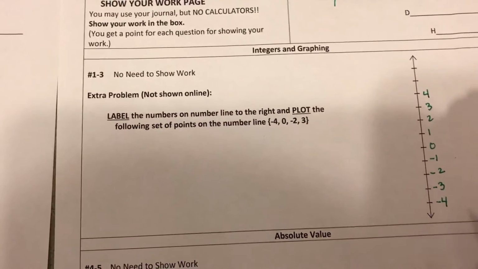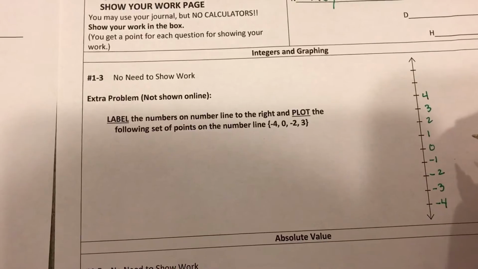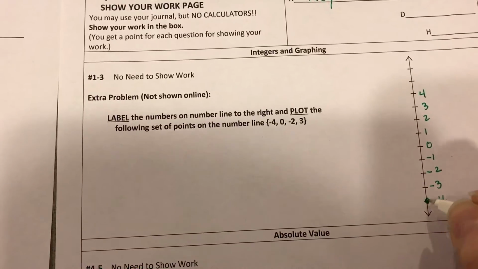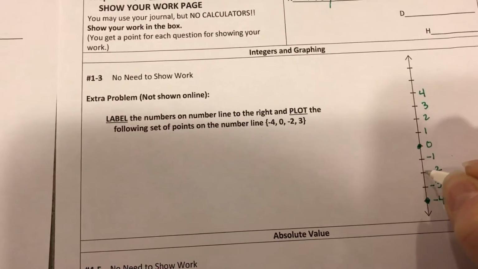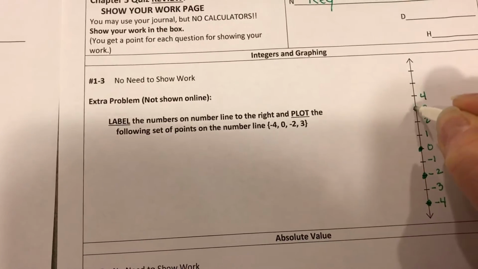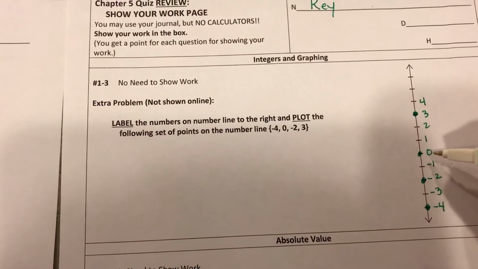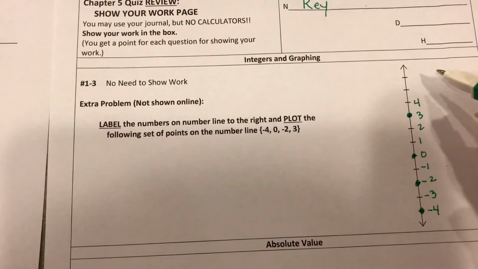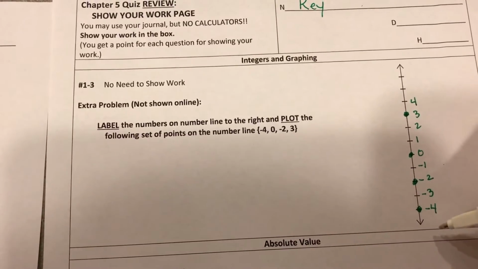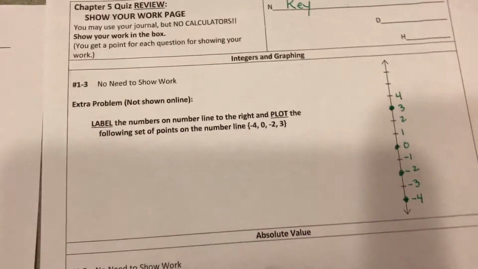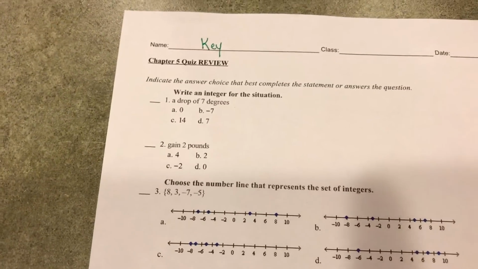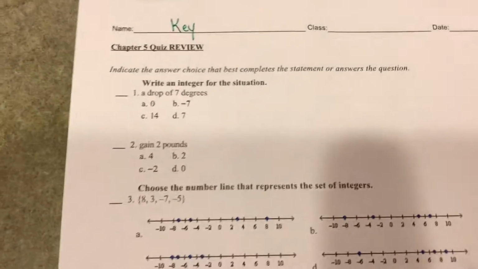And maybe you did this a little bit different than I did, and that's okay. -4, 0, -2, and 3. So you want to make sure that positive numbers go up from 0, negative numbers go down from 0. Okay, over here, let's do these 1 through 5, and number 6 we have to show our work.